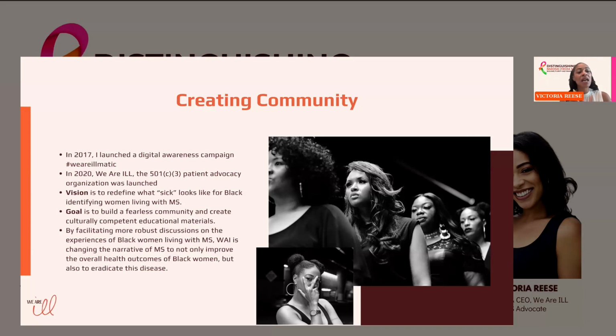By facilitating these experiences for Black women, we want to change the narrative of MS to not only improve overall health outcomes of Black women, but to eradicate this disease. And these pictures on the right side are pictures from the very first photo shoot from the campaign that I did. I think I saw Dania in the chat earlier, but I was in LA at the time. I found some Black girls that had MS, and we did a photo shoot to promote what this is. Next slide.